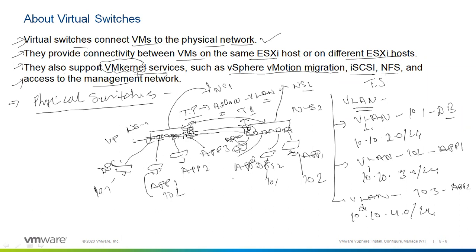App servers can talk to app servers. App2 servers can talk with each other. In the same way app3, app4, whatever number of VLANs we have created, VLAN to VLAN traffic can talk with each other, right?